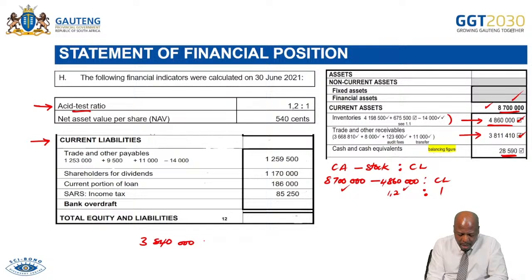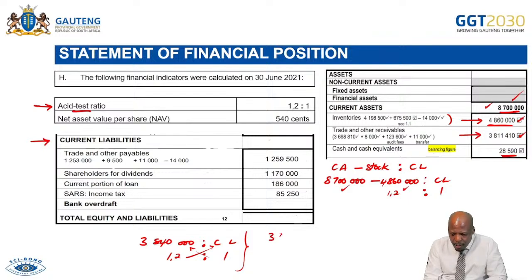3,840,000 as to my current liabilities. The answer is 1.2 as to 1. Are you following that? So it means I can get the answers if I can cross multiply. I cross multiply. Therefore, I'll end up with 3,840,000 is equal to 1.2 current liabilities. What do I then do? I divide by 1.2. That will mean that my current liabilities, how much is that going to be? That is 3.2 million. 3.2 million is equal to my current liabilities.